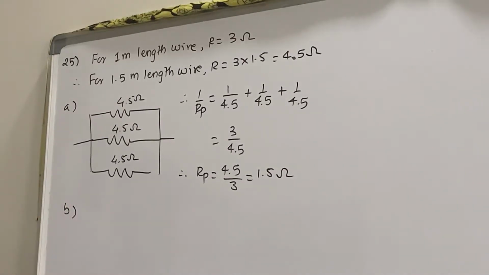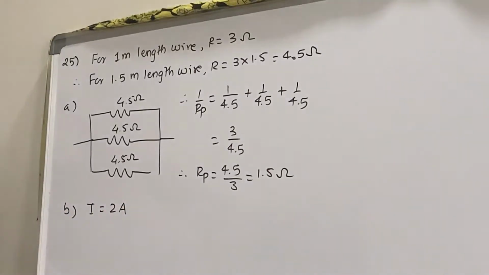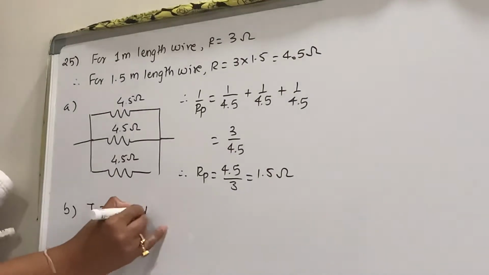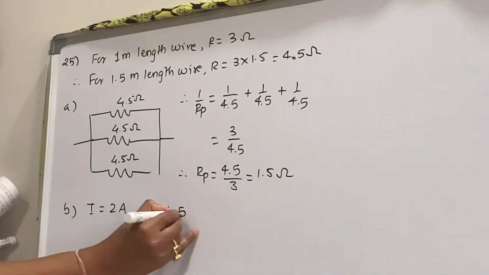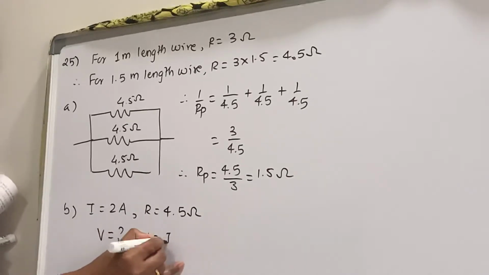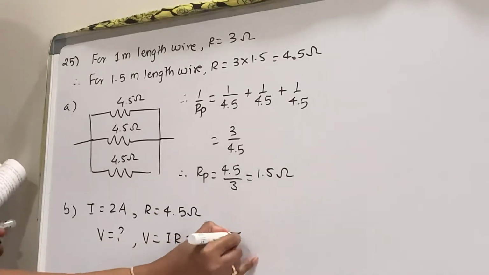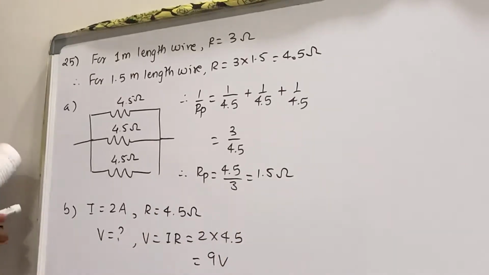Now see the B part. What is given in the B part? The potential difference of the battery which gives a current I of 2 ampere in each of the 1.5 meter lengths. So your resistance is 4.5 ohm, and V is equal to question mark. So V is equal to I into R. I is 2, R is 4.5. That comes to 9 volt. The potential difference is 9.